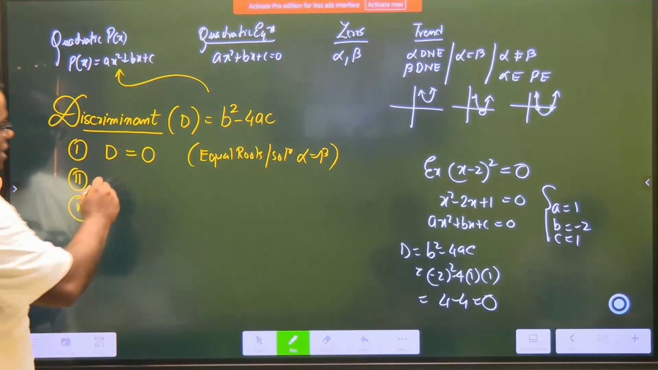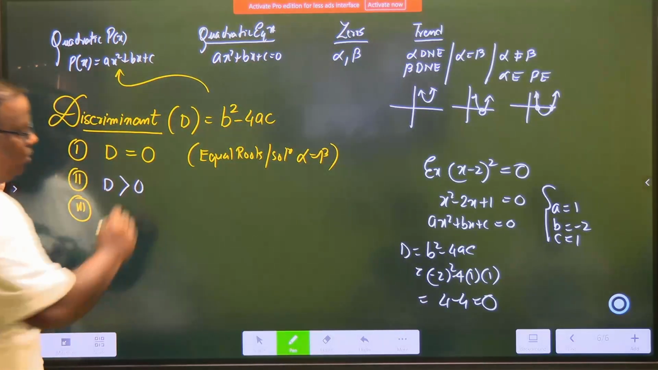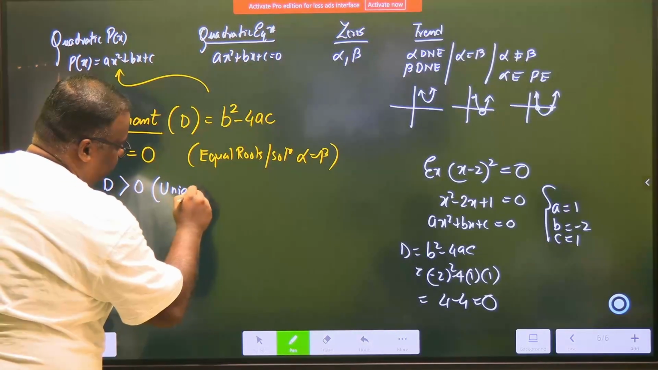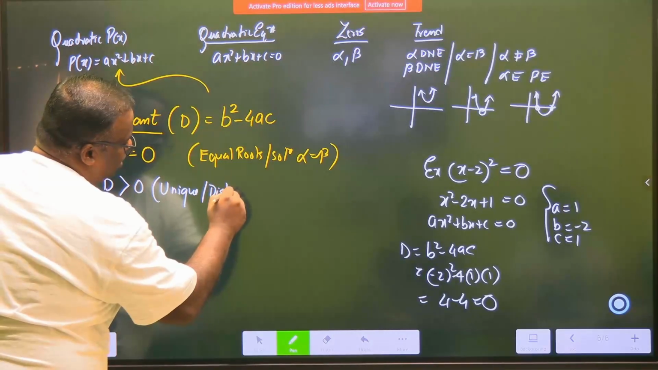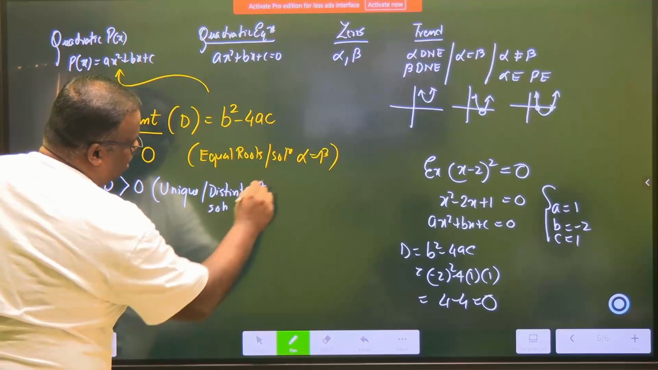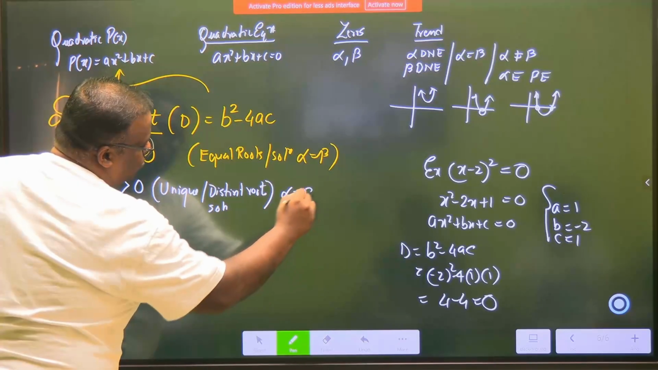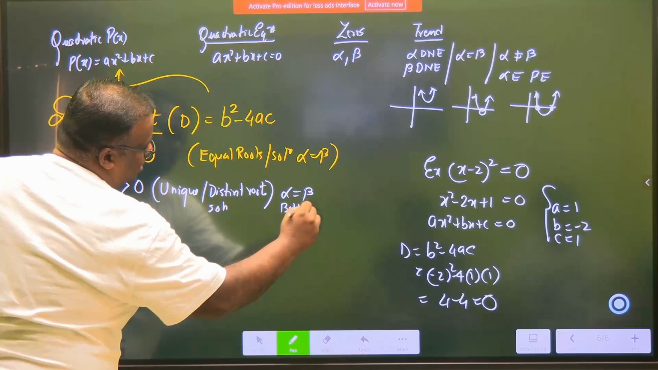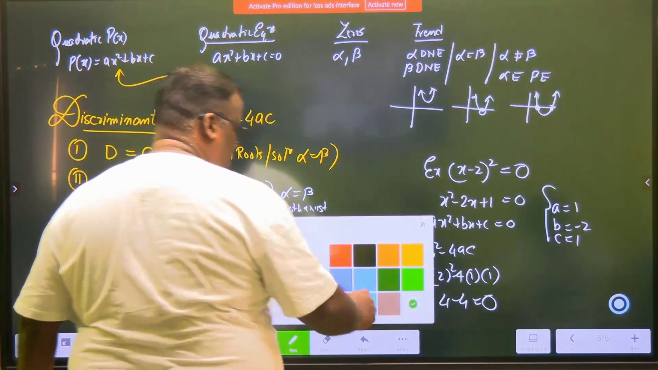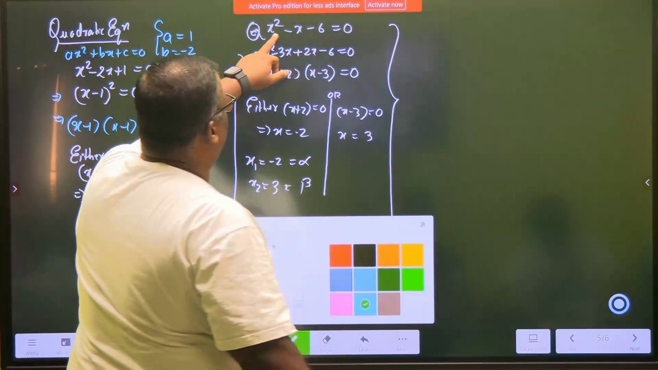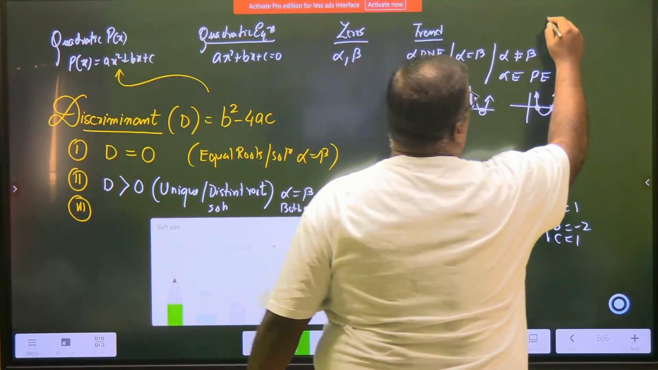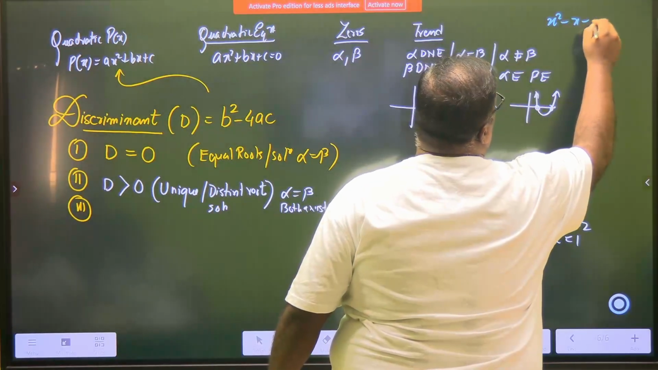Let's see our next. Discriminant greater than 0. In this, I will get unique or distinct roots or solutions. Means here alpha will not be equal to beta, but both will exist. Right? You don't believe me? Okay, let's bring our previous example, x square minus x minus 6. Let's see that equation: x square minus x minus 6 equal to 0.